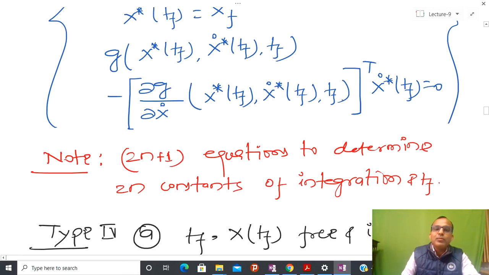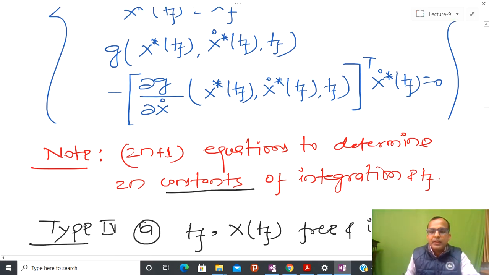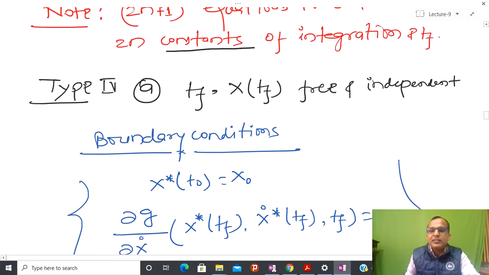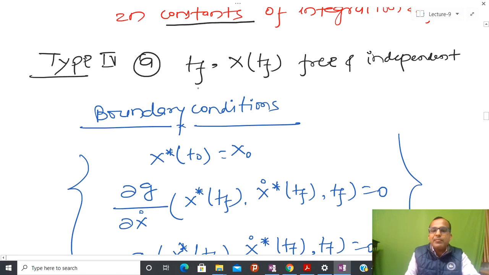Now I have to solve some extra equation. You can see that here basically I have to solve now 2n plus 1 equations for 2n constants, that is, from the Euler equation, and these are the boundary conditions. So the boundary condition is now increased by 1, that is, not only 2n. Now let us come to the third case, when final time TF and XTF both are free.